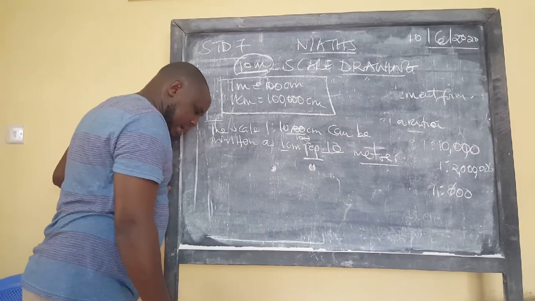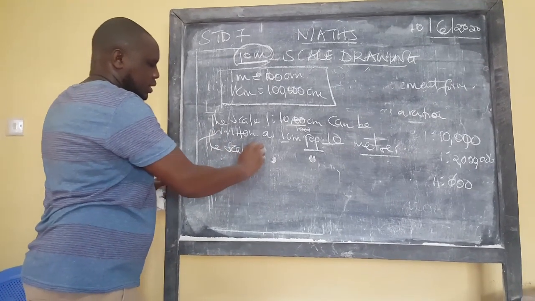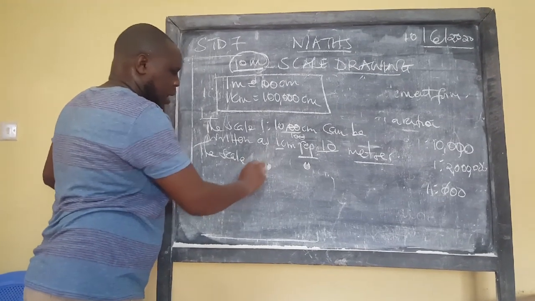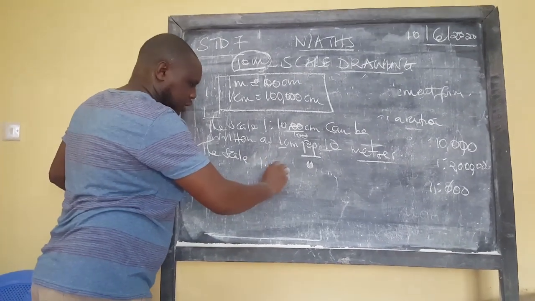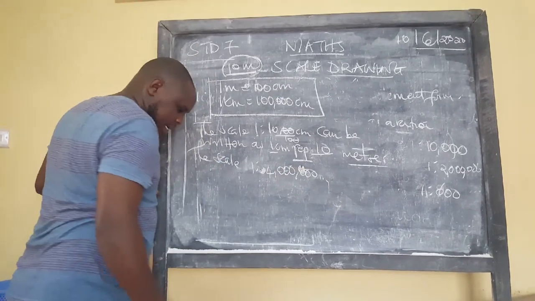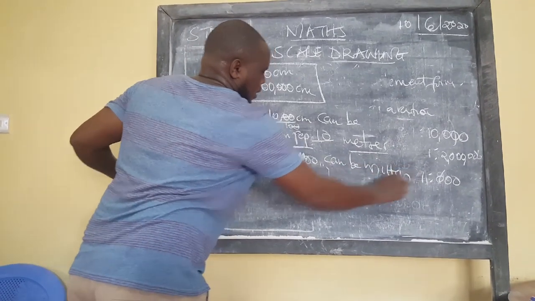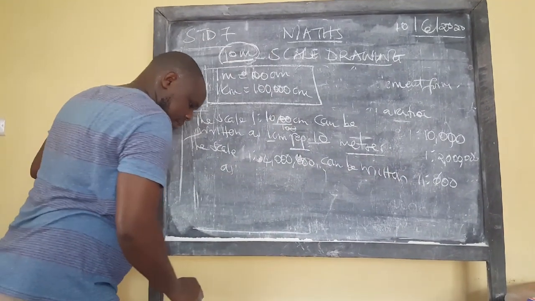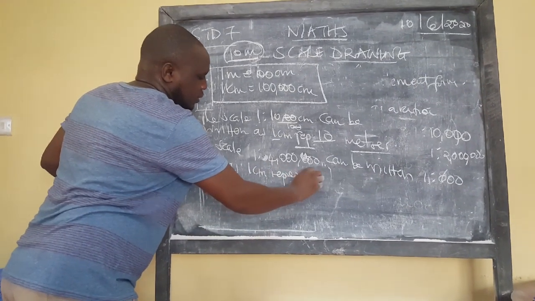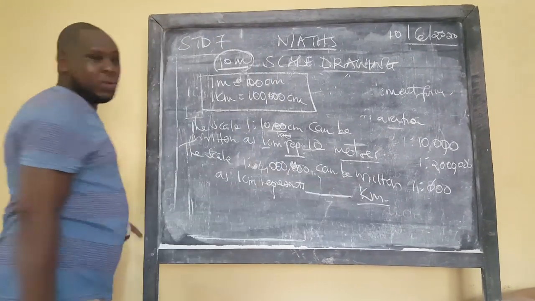Let me give you a final one. The scale, 1 is to 4 million, because it's a ratio scale, can be written as 1 centimeter represents dash kilometers. See what they want?